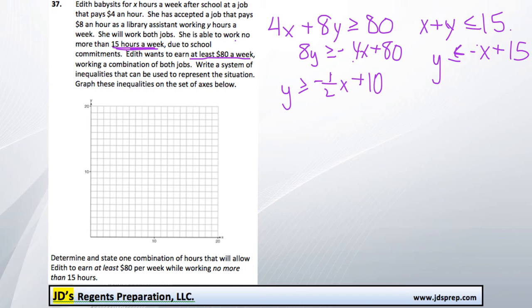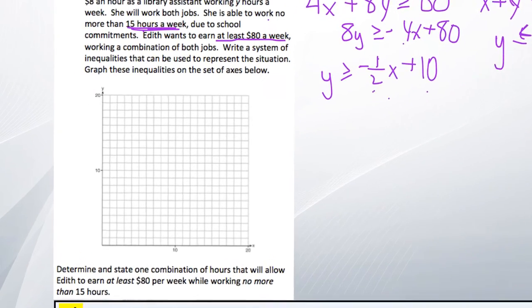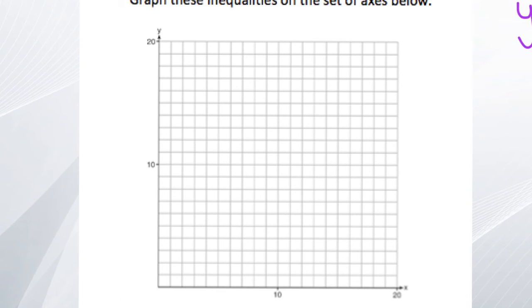So now to graph these, probably the easiest thing to do could be to use your graphing calculator, but these are actually fairly workable equations to sketch because they're in slope y-intercept form. We know the slope of each of them, and we know the y-intercept. So I'm just going to zoom in here, make this a little bit easier.